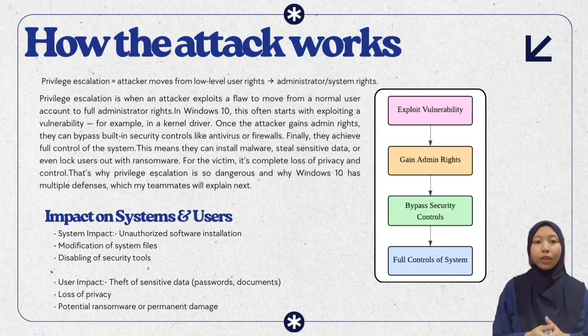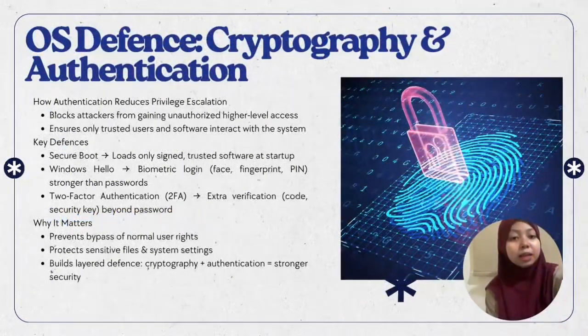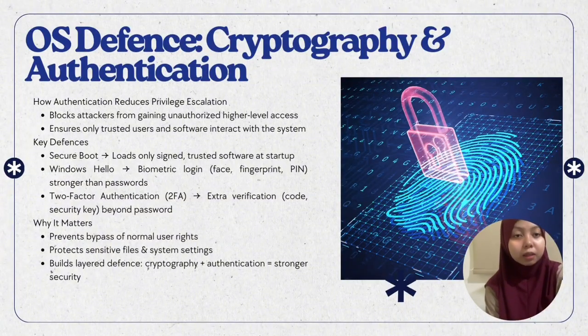With that, I will now pass it on to the next member who will explain the solutions and strategies to prevent this kind of attack. I will explain how Windows 10 uses authentication to defend against privilege escalation. Privilege escalation is when attackers try to gain higher access than they are supposed to, and authentication is one of the key barriers that stops them.